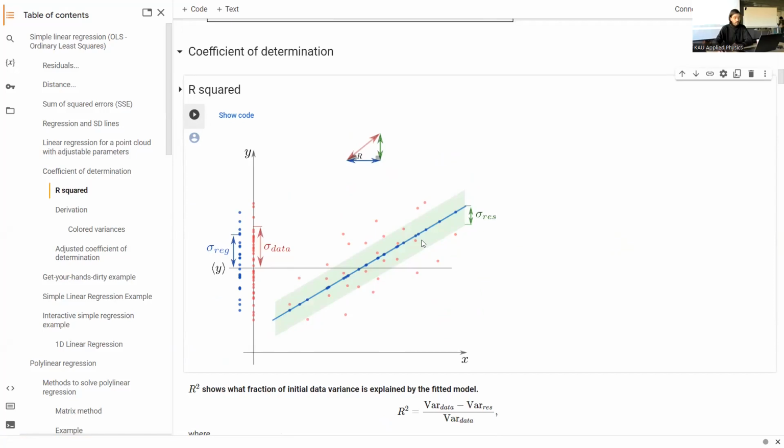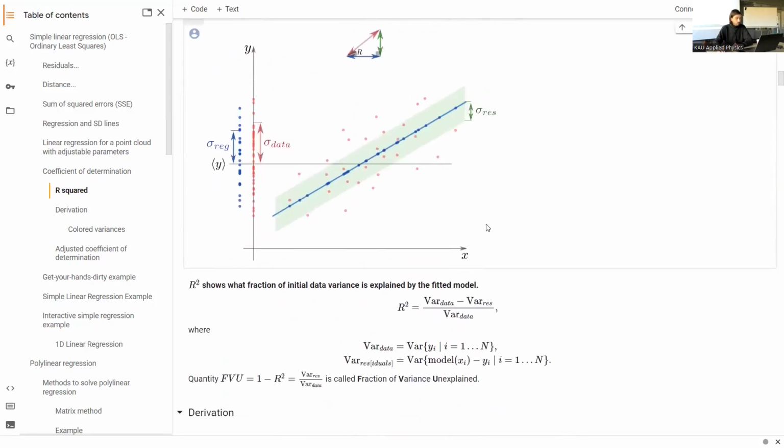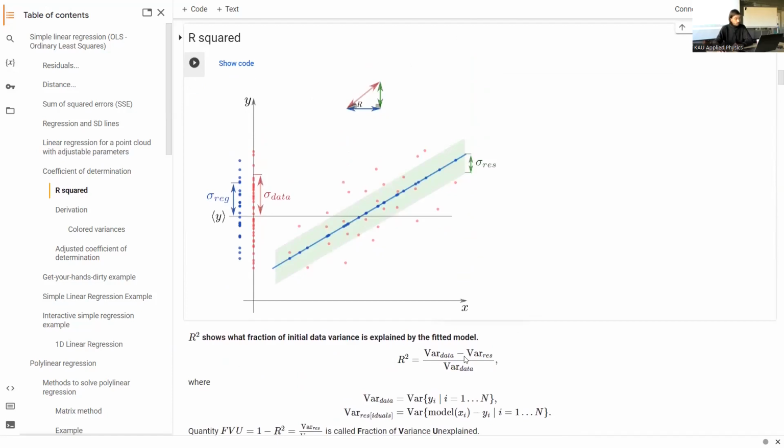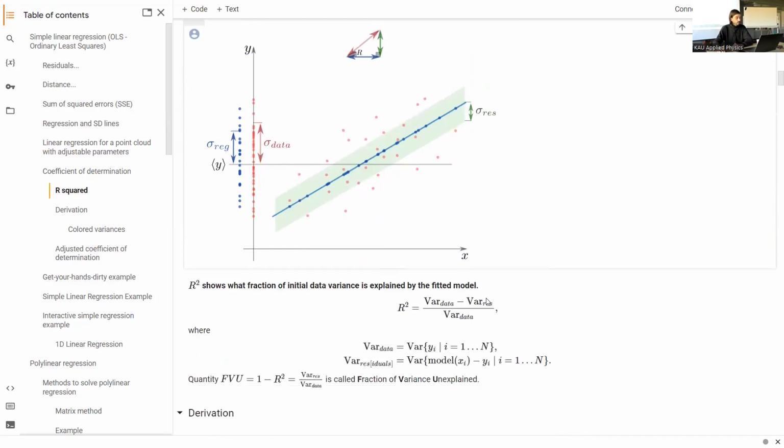So here you see once again some data sets. These are some random points, or let's say some measured points. Here is my regression line. So that's the model I have. And the coefficient of determination, this R squared, is basically the variation in data that I had minus the variation of residues, divided by the variation of data. So you can see here all these parameters. I'm taking all these points and projecting them to the y-axis.